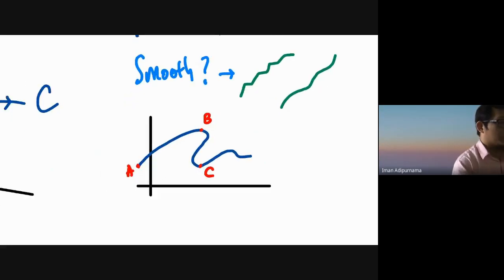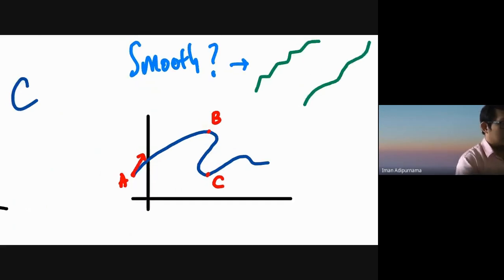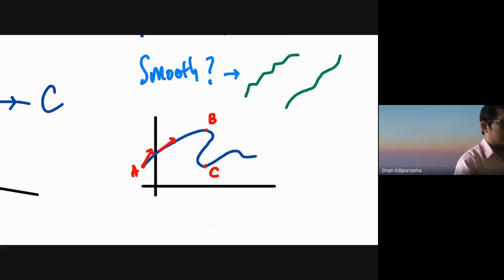If we are going to observe A to B, let's see if the first at A is like that, for example, the tangent, and the second is like that, and the third is like that. Okay. So the tangent is changing, okay, but it's still in this direction, right? Not really that extreme, right? It's just changing, changing, changing, okay? Now look at B to C.